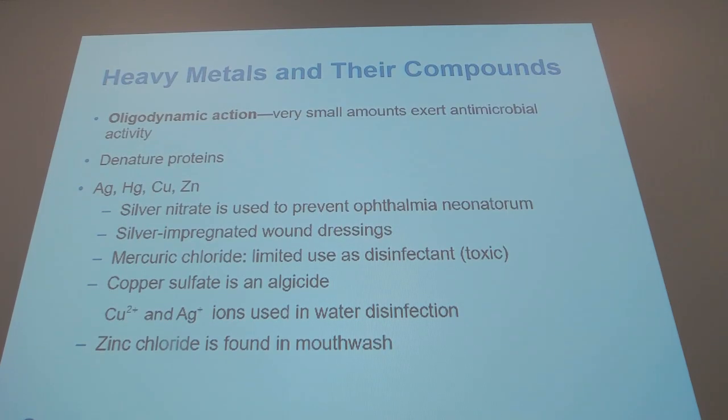Heavy metals. Metallica, oh. Heavy metals, as the name implies, are heavy metals, like argentum, silver, mercury, copper, zinc. Mercury, we don't use it because it is toxic. It can be used in combination as mercury chloride. It has specific uses in the pharmaceutical industry, but it is moving away from being used.